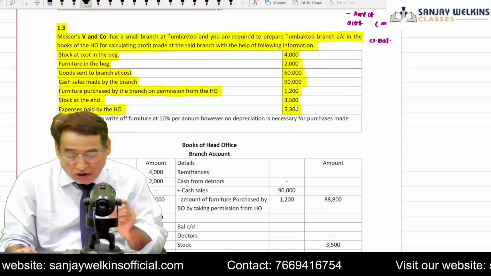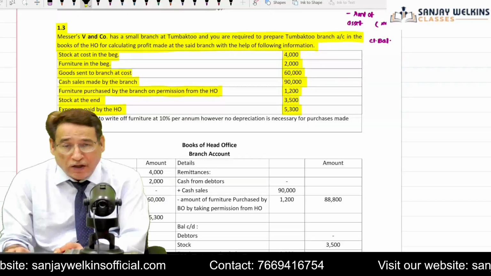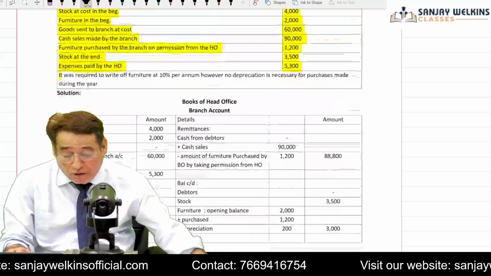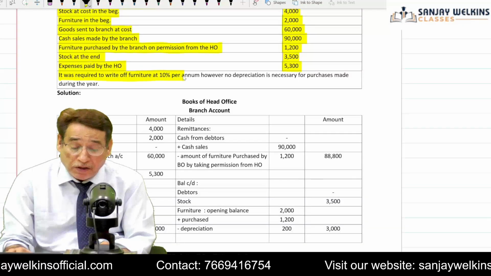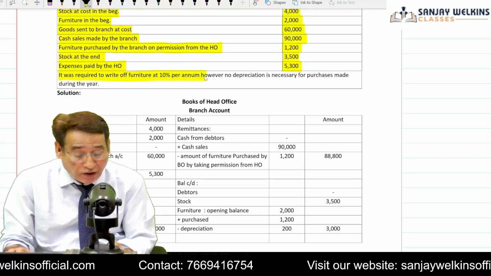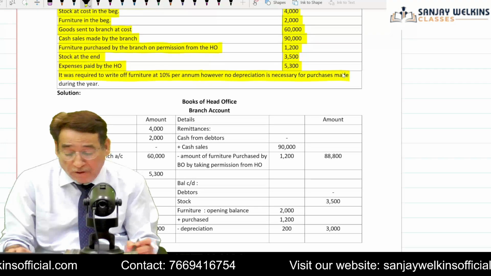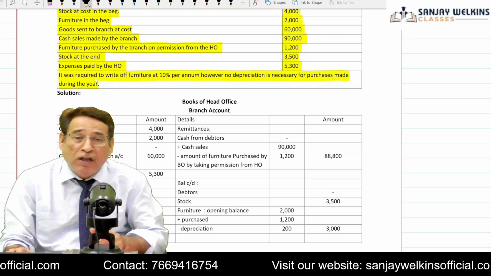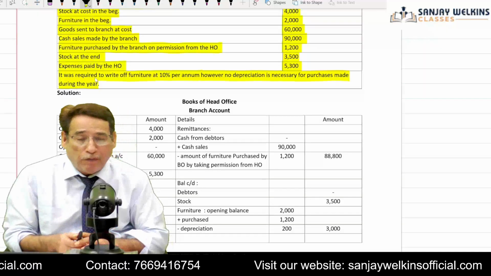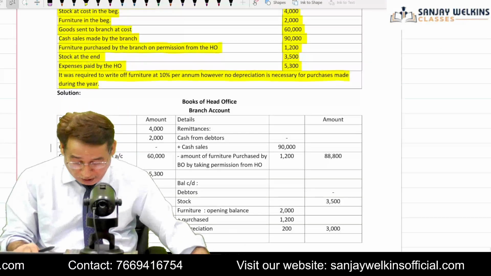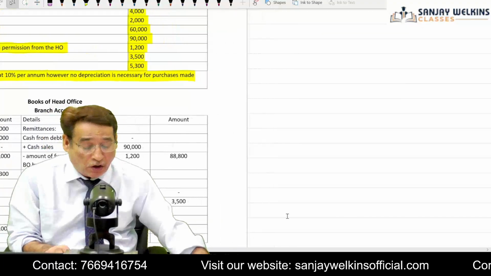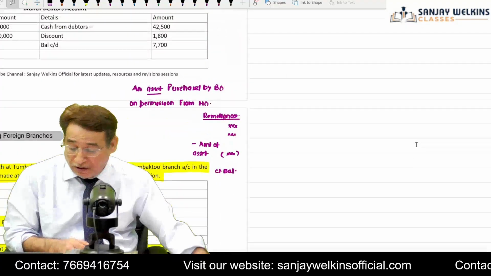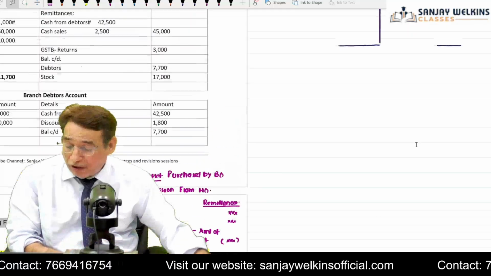So 5,300. Also it is given here, it was required to write off furniture at 10% per annum. However, no depreciation is necessary for the purchases made during the year. So we will give the depreciation, no doubt about that, but the problem is that no depreciation is needed on the furniture purchased during the year. So this is your question number 1.3, I think so.